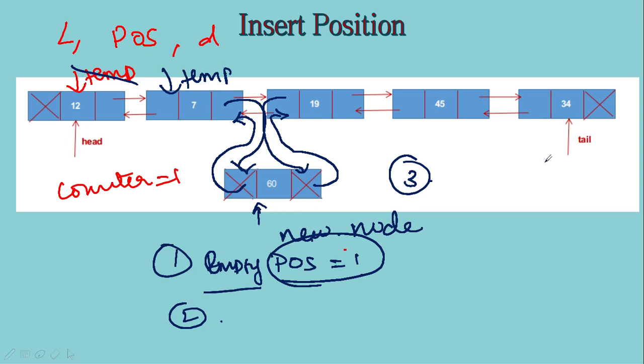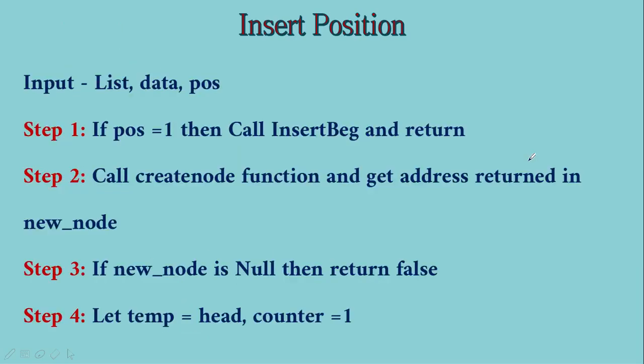Actually all our insert operations are going to return whether the insertion was successful or not. We will return false if we could not do an insertion. So for insert at a given position, the position is very important, and in those cases we will return false. We have to keep track of temp. If temp reaches null, then we have to be cautious and return false. Now let us formally write the algorithm. The input for this operation is a list, data and the position, and if position is equal to 1, as discussed, you can call insert beginning and return. So that is at the beginning.